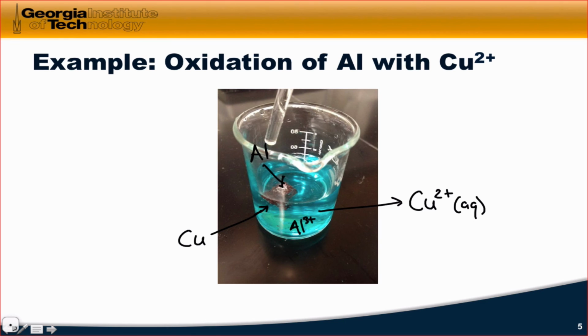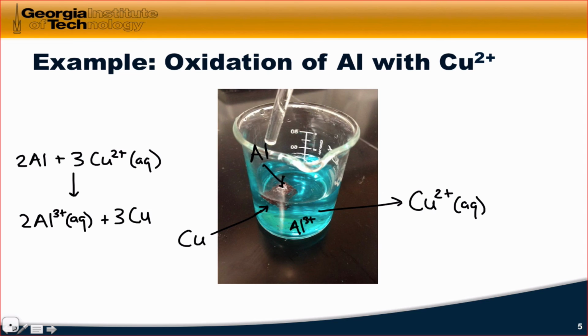So the overall balanced equation looks something like this. We start with aluminum foil, 2 of those. 2 of those react with 3 copper 2+ ions, which are aqueous, which are in solution, to form 2 ions of Al3+, which are aqueous, and 3 copper metal atoms. We'll come back to this example in future videos in this series.